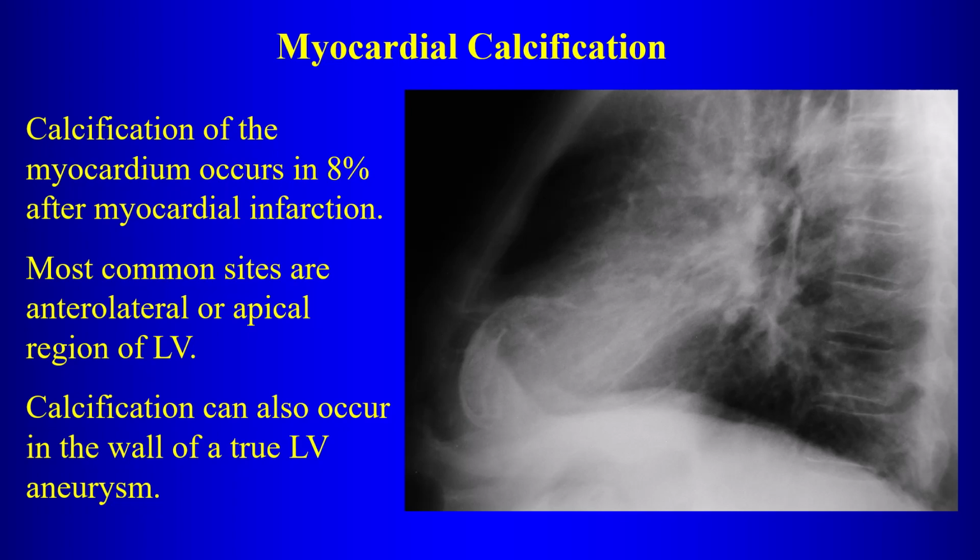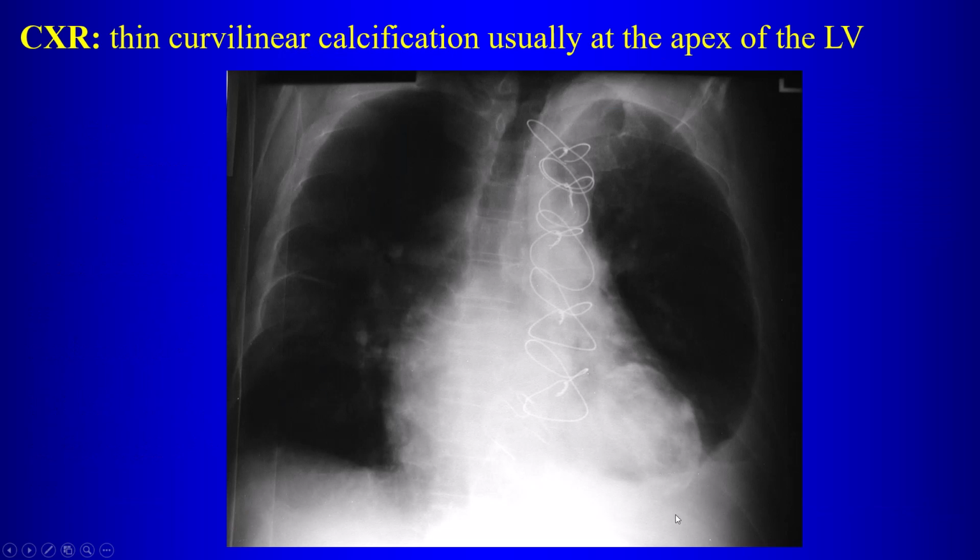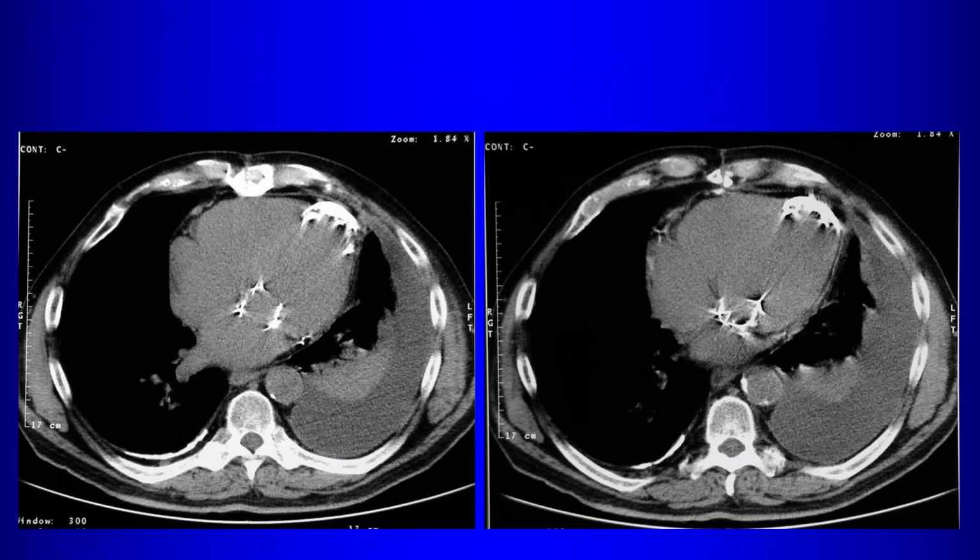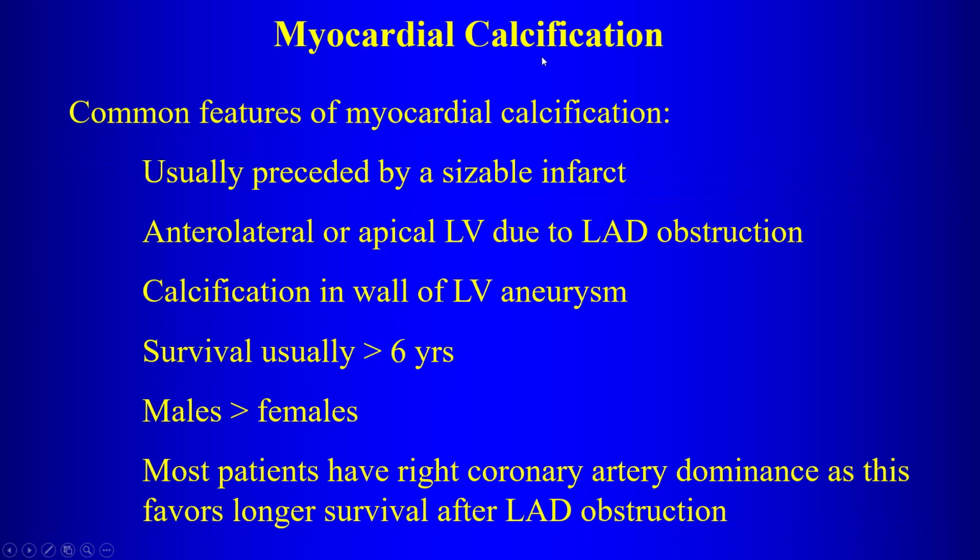Calcification also can occur within the wall of a true left ventricular aneurysm. So this type of calcification here, curvilinear calcification over the apex of the left ventricle, is very typical of myocardial calcification secondary to myocardial infarction. And here on CT, we can see the myocardial calcification right there over the apex of the ventricle, very nicely demonstrated.